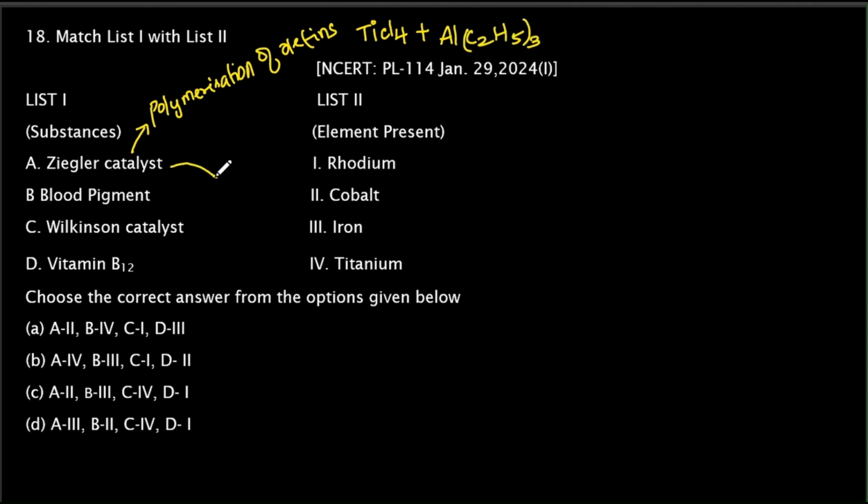So the first one, Ziegler-Natta catalyst, contains titanium. The next one, blood pigment. Blood pigment hemoglobin is a coordination compound of iron. So for A, the option is 4, and for B, the option is 3.